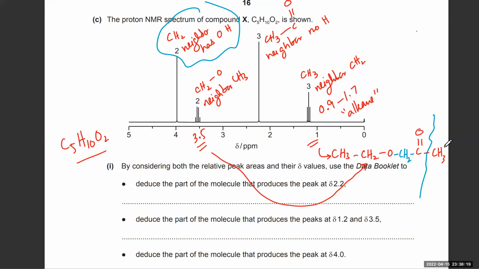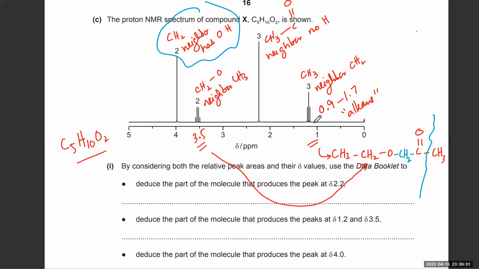And where does the first CH3 come from? There were three H's, so I said that was probably CH3. It was a triplet peak, so I figured out that the neighbor is CH2. So this one was CH3 with the neighbor that is CH2. Then I figured out that this is CH2 because it's two hydrogens and the neighbor is CH3, so it's this CH2 and the neighbor is CH3.